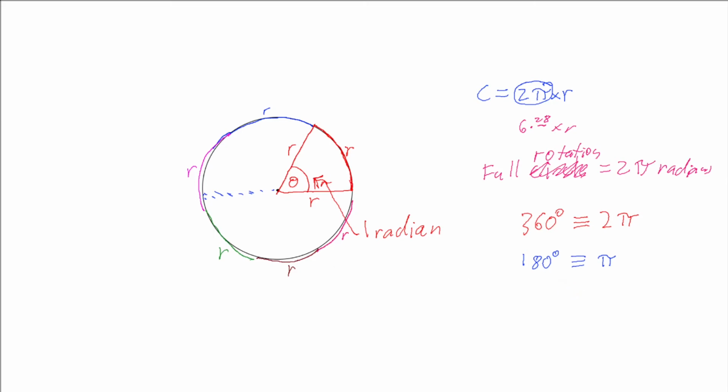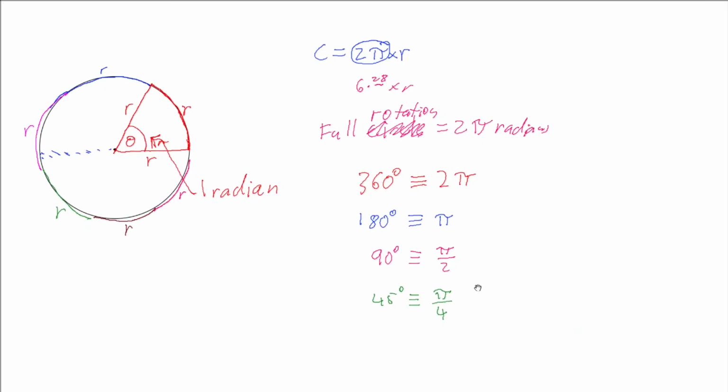And we can keep dividing. If I divide by 2 again, I can get that 90 degrees is equivalent to half a pi, or pi on 2. And if I divide by 2 again, we'll get that 45 degrees is equivalent to a quarter pi, or pi on 4. And so now these are the numbers that people start typically using. 360 degrees is 2 pi, 180 is pi, 90 is pi on 2, 45 is pi on 4. There's a couple more we can get.